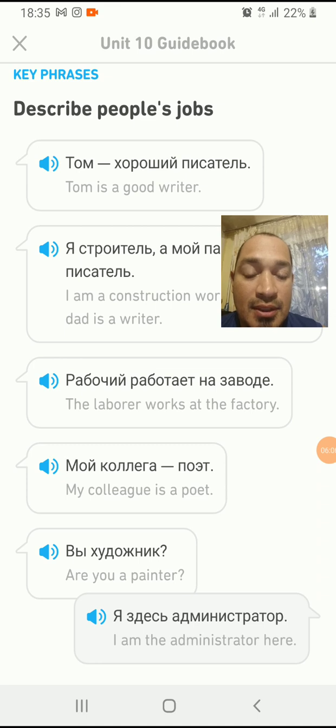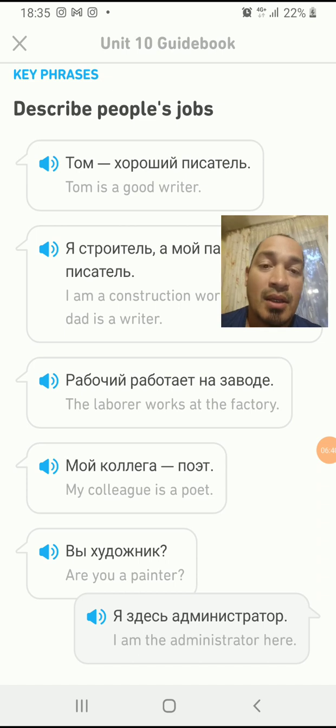And how would you say this? Вы художник? But it's a question, so you have to change your intonation. Я здесь администратор. I am the administrator here. So вы художник, it's a painter. It can also, I guess, be an artist.